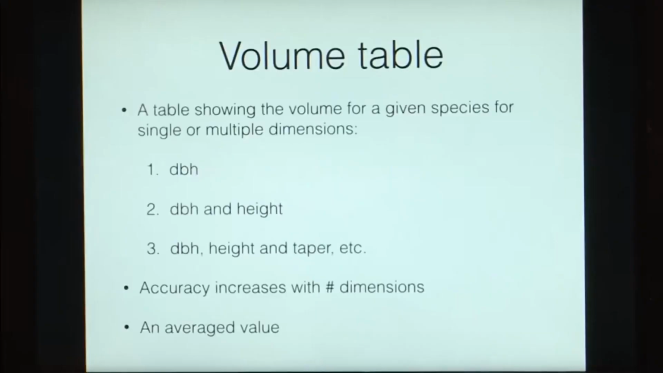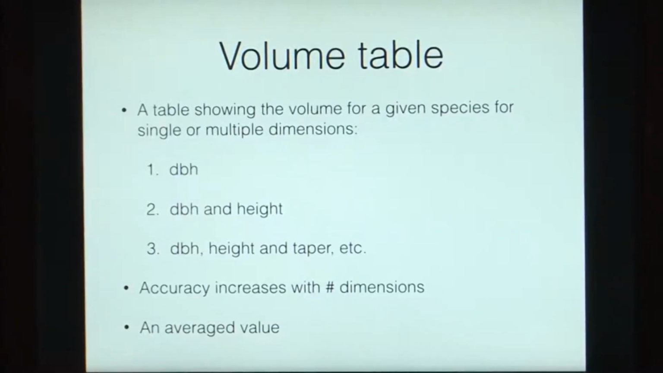So, coming to the slides, what is a volume table? A volume table is a table that shows volume for a given species for single or multiple dimensions, and those dimensions can be the diameter at breast height, DBH, and height, DBH, height and taper, or any other parameters.